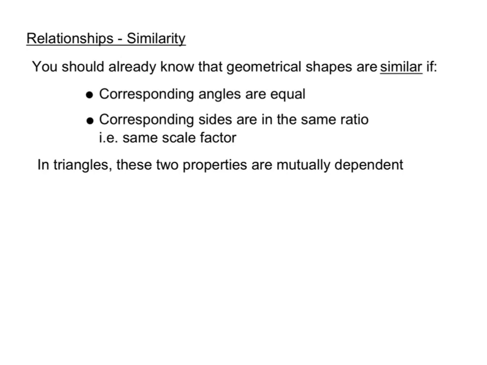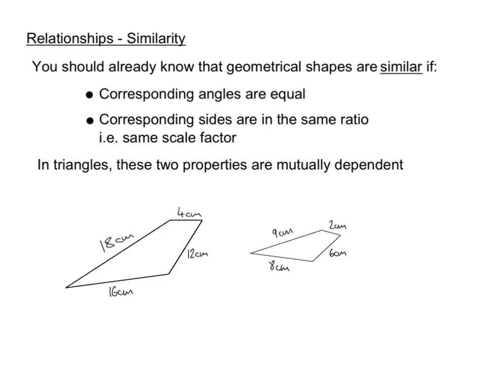The two conditions that need to be met for things to be mathematically similar are: one, corresponding angles must be equal to each other, and two, corresponding sides are in the same ratio. And we can now have a look at what that means. What I have here is two shapes which are mathematically similar, so just how would I show that?